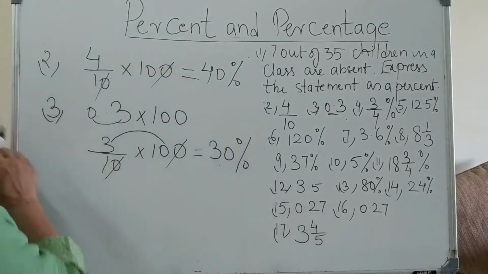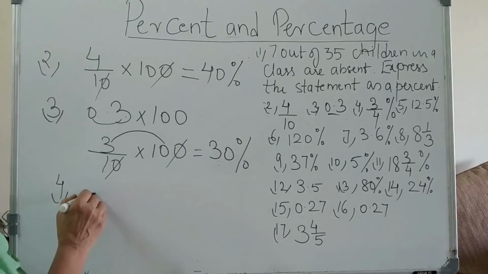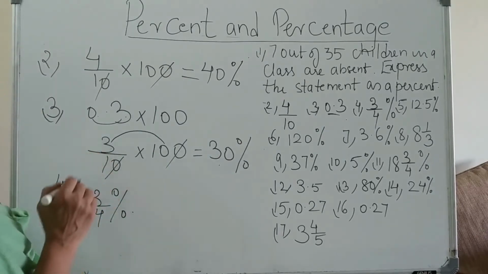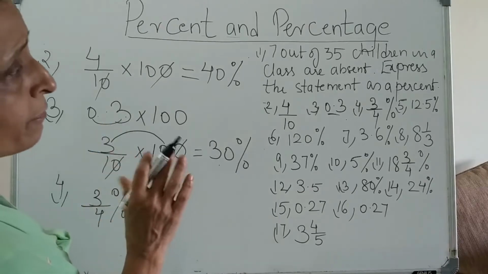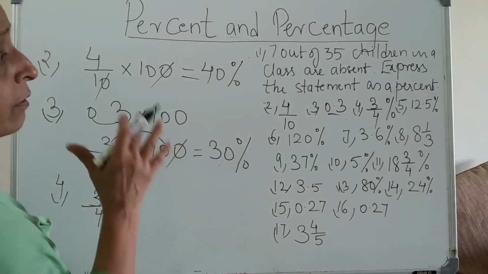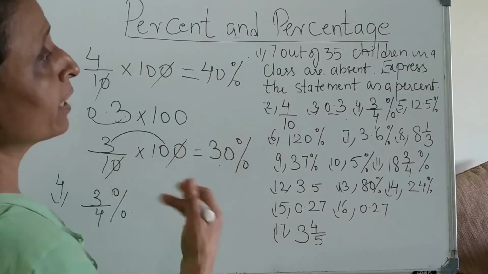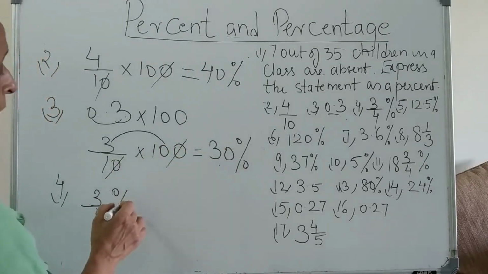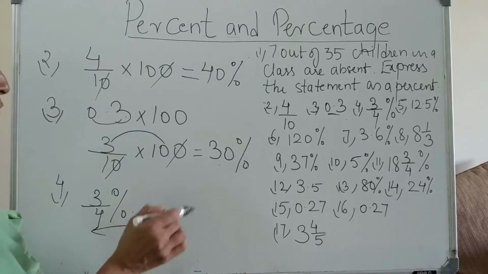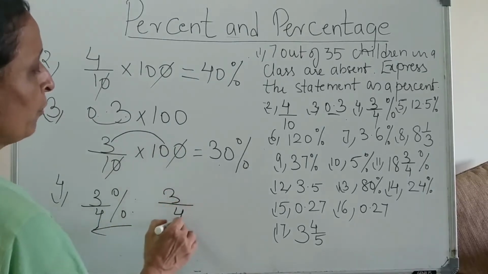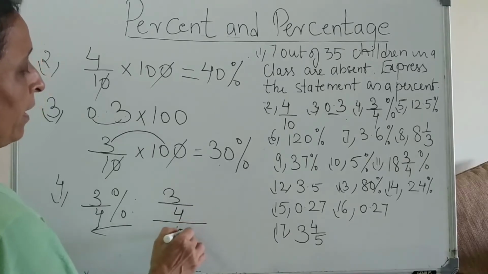Now next is 3 by 4%. It is given in percent. It is not just a fraction or decimal. It is already in percent and you have to convert it into fraction and decimal. So when it is the other way, you have to divide. 3 by 4, you have to divide by 100.